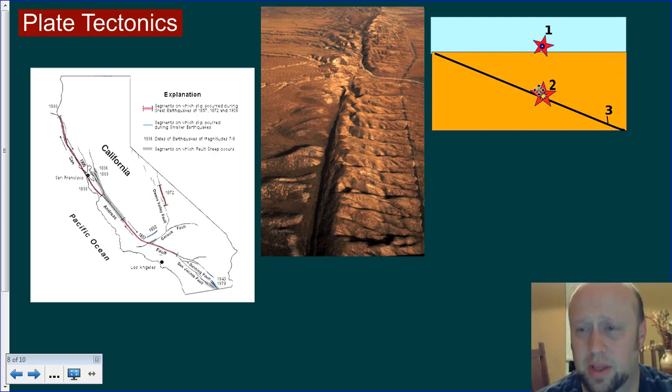If that happens down here, usually it's going to happen way underground, that slippage is going to occur. And then obviously that's going to affect everything on top of it. So in this little diagram over here, what we always hear about on the news is the epicenter. We think that's where the earthquake occurred. Actually, the epicenter is the part on the surface right above where the earthquake occurred. The hypocenter is actually where it occurs down here at number 2. Number 3 here, that's the fault line, as the plate there would be subducted underneath it.